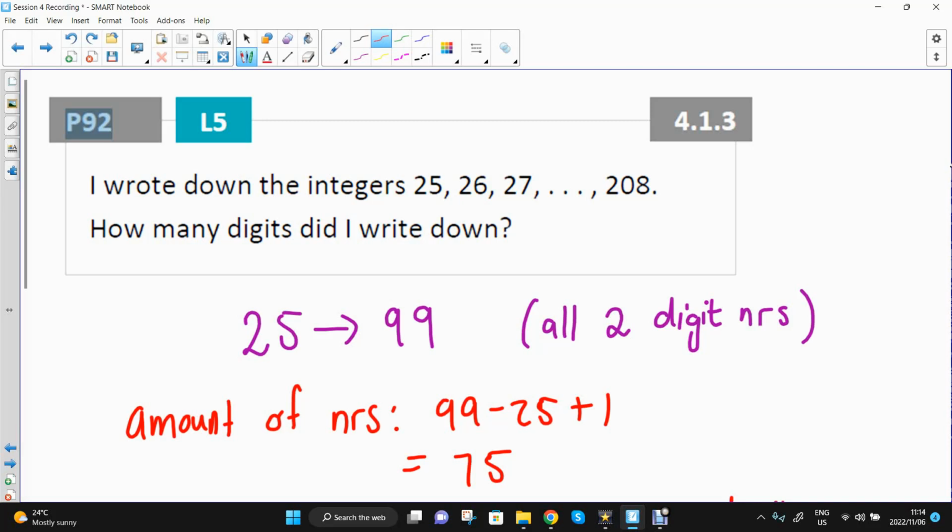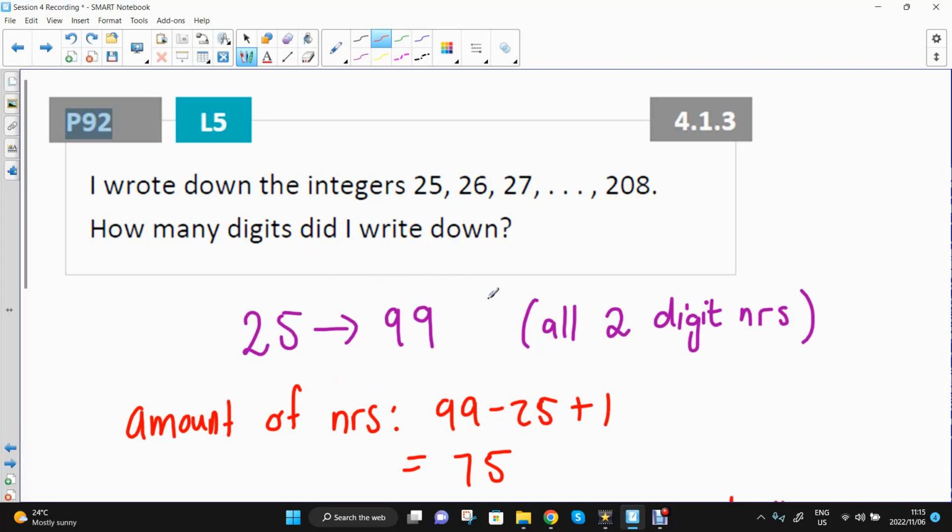Now, I know that I'm starting with a 2-digit number at 25, so I need to figure out how many 2-digit numbers I will have. If you look at all the 2-digit numbers between 25 and 99, which is the last 2-digit number in that sequence, all of them will have 2 digits. So we just need to figure out how many numbers there are between 25 and 99.